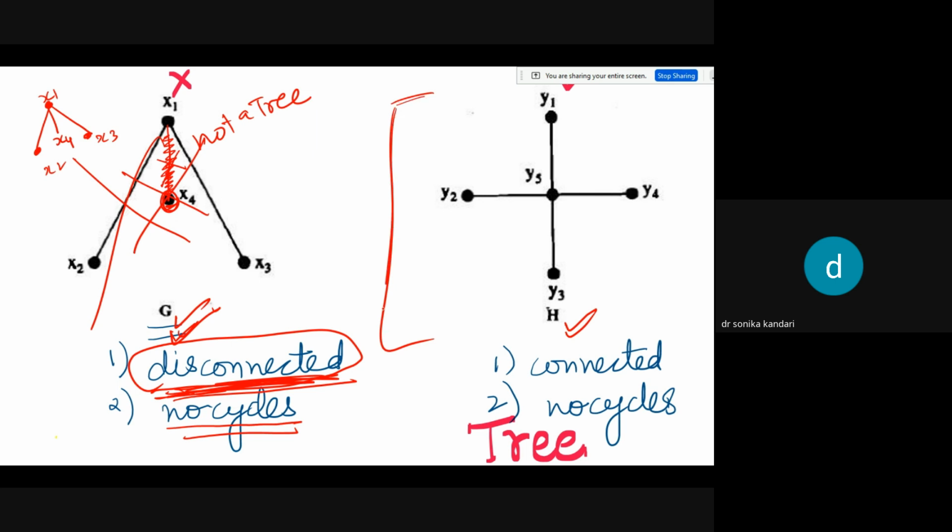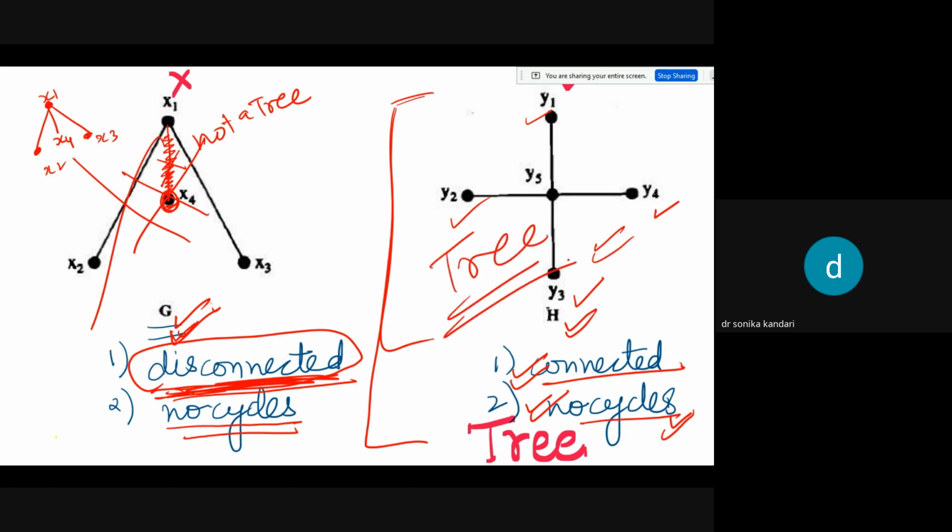Coming on to the right hand side. Is there any cycle? No cycle. Are all components connected? Y4, Y3, Y2, Y1, all are connected? Yes, ma'am. All are connected and there is no cycle. So this is a tree. Is it clear? Yes, ma'am. So what is the property of a tree? All the components should be connected and there should be no cycle.